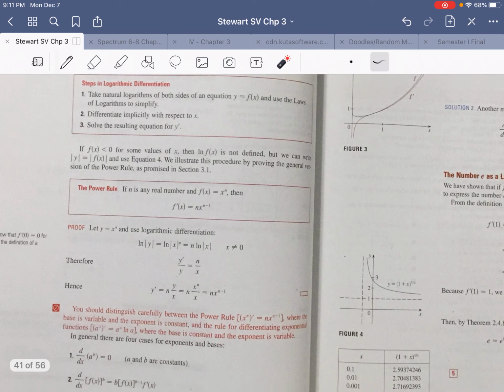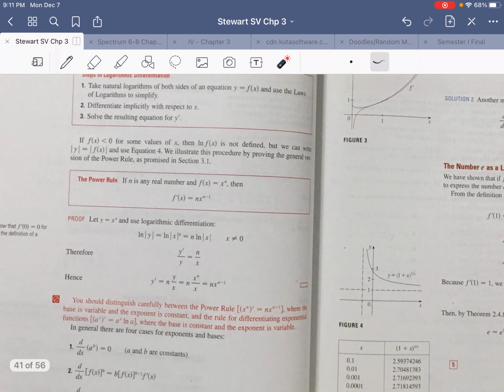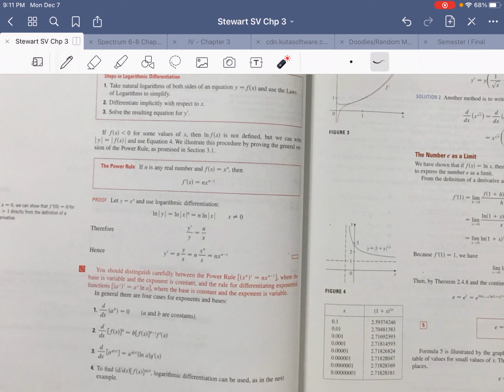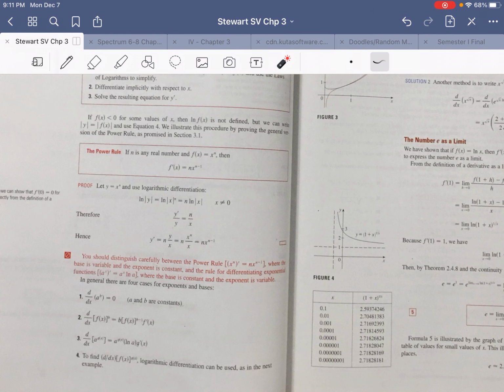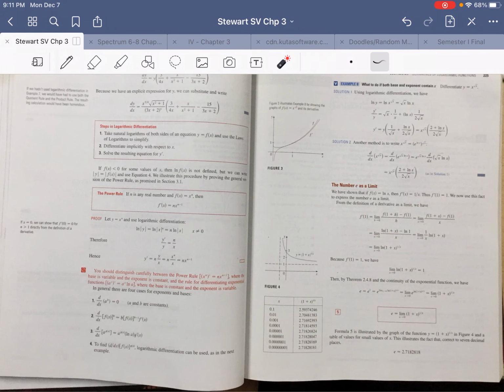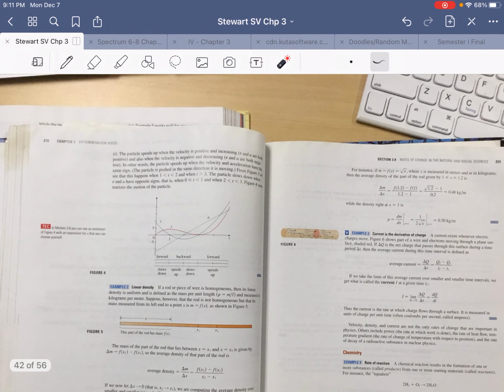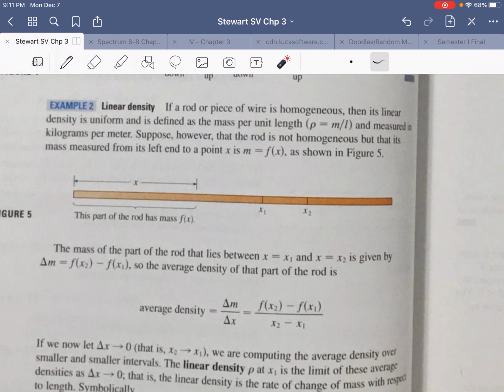Then there's logarithmic differentiation, which we talked about. You can use logarithms to get variables out of the exponent or other such things, or even just to simplify. Number e as a limit is interesting. The one that I really wanted to spend just a little more time with is linear density.